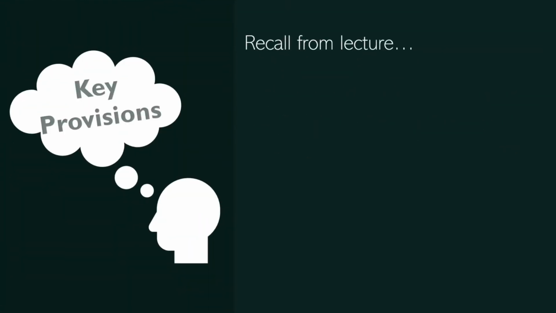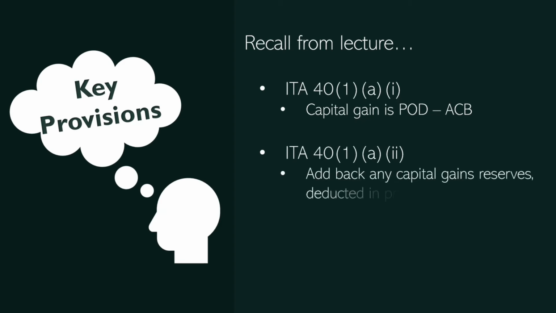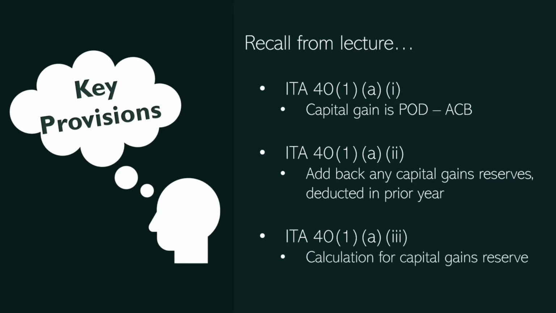So before we get to the answer, I'd like you to take a moment to recall from lecture some key provisions, specifically provisions in ITA 40 subsection 1 paragraph A. Subparagraph 1, we looked at all the way in the beginning of our course. It talks about how a capital gain is equal to the proceeds of disposition, subtract the adjusted cost base, and any selling costs. Subparagraph 2 deals with the fact that we need to add back any capital gains reserves that were deducted in a prior year. They need to be added back in this year.